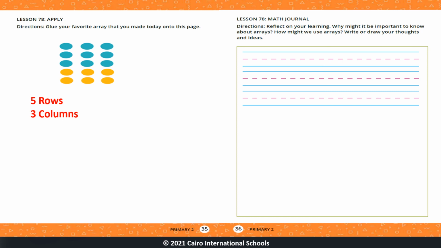So what is the name of this array? The name of the array is rows by columns. So the name of the array is 5 by 3 array.